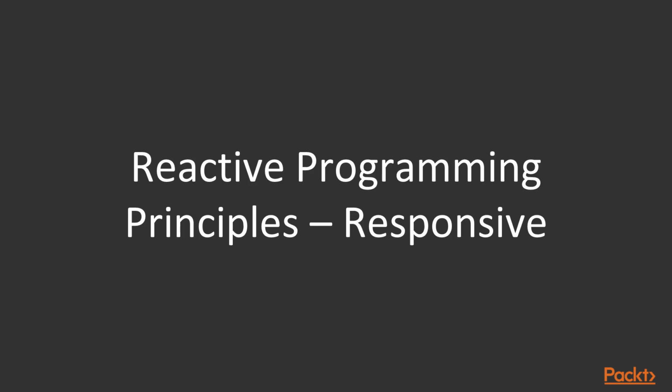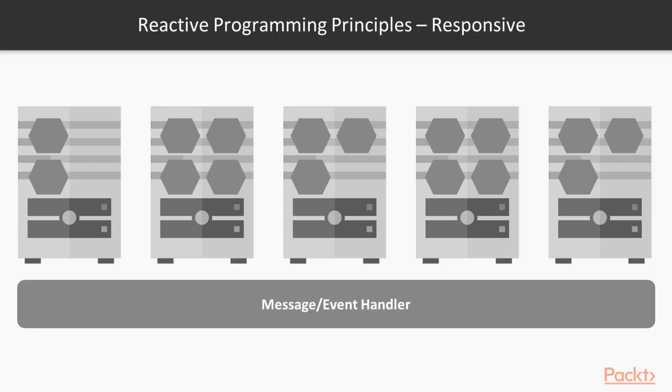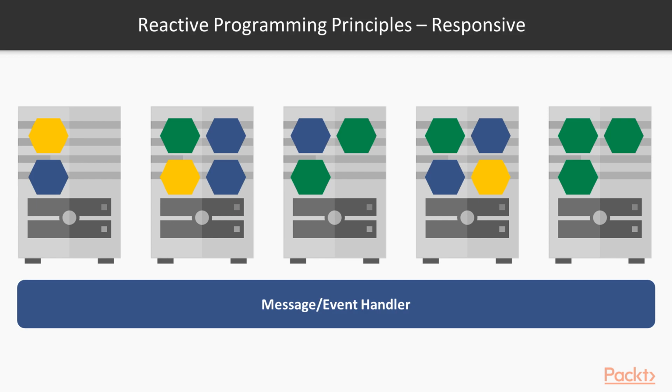Finally, an application is responsive if it provides a rich real-time interaction with its users even when under load and in the presence of failures. Responsive applications can be built on an event-driven, scalable, and resilient architecture.